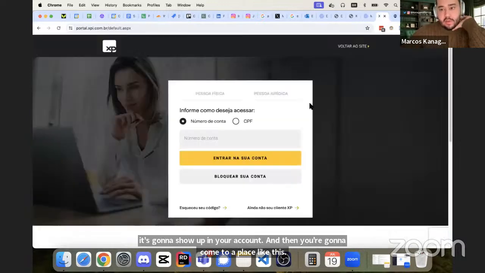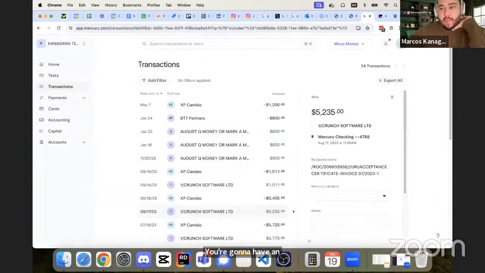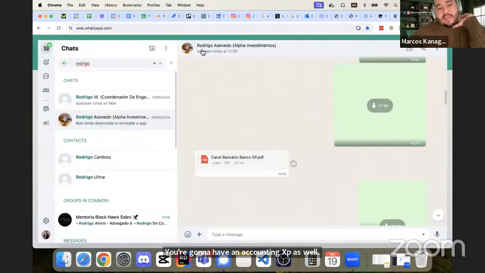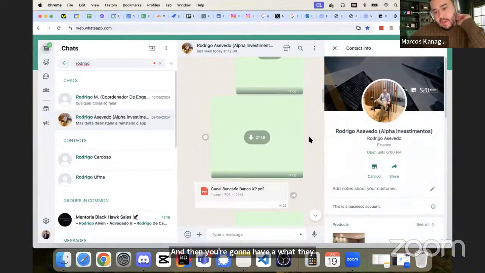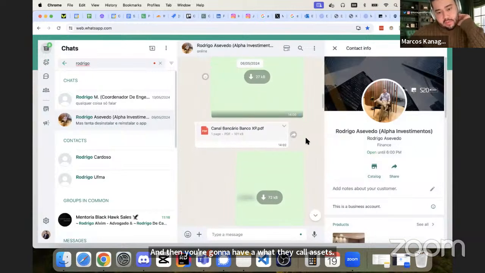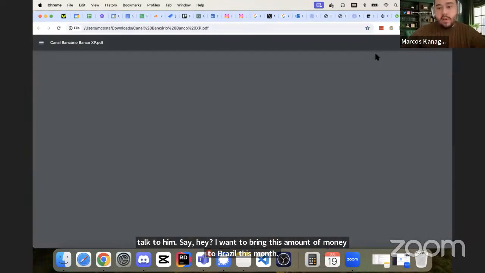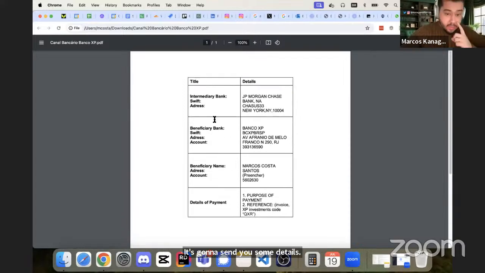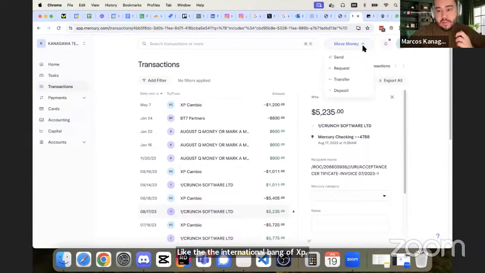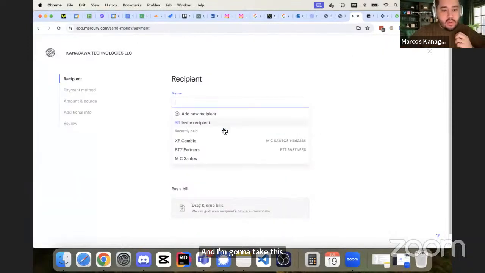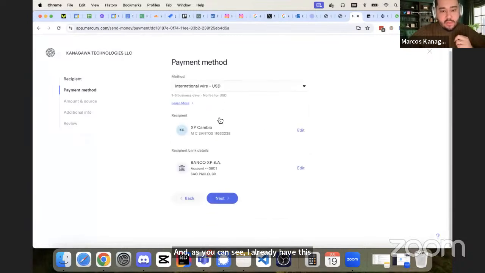You're gonna have an account in XP as well, and then you're gonna have what they call an assessor. This guy is the guy who's gonna bring the money for you to Brazil. Pretty much, you're gonna talk to him, say, "Hey, I want to bring this amount of money to Brazil this month." He's gonna send you some details, like the international bank of XP, and you're gonna take this data and come here and say, "I wanna send money." And as you can see, I already have this data saved here, for example.